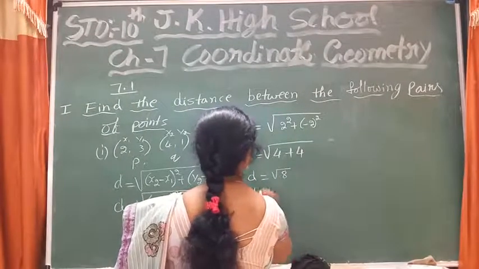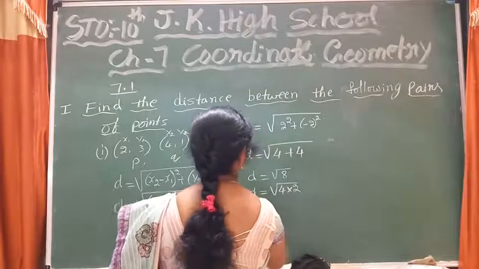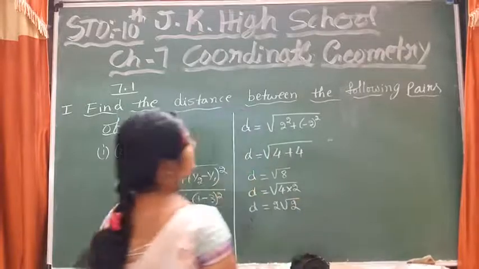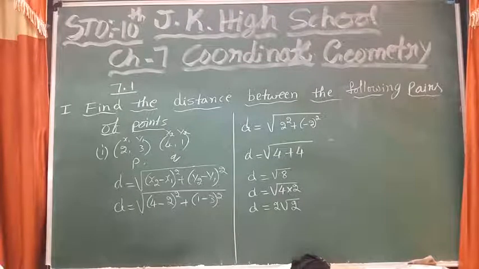So you can simplify further in this manner also: 4 into 2. The distance between these 2 points is 2 root 2 units. Okay children? Write down. This much you write it. The second one.